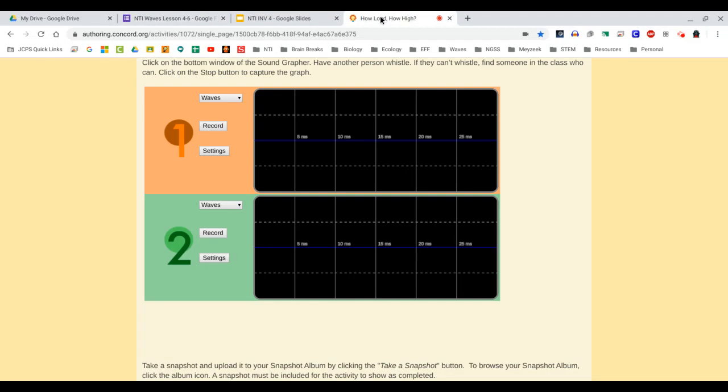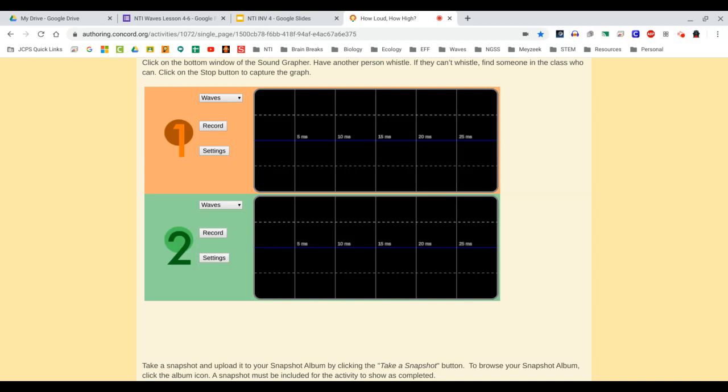So this video is going to help you answer questions 10, 11, and 12. And in the previous video, we learned that changing the volume changes the amplitude of a wave.